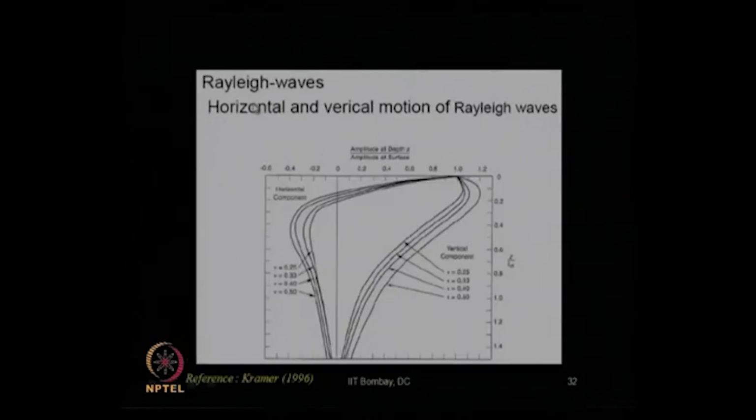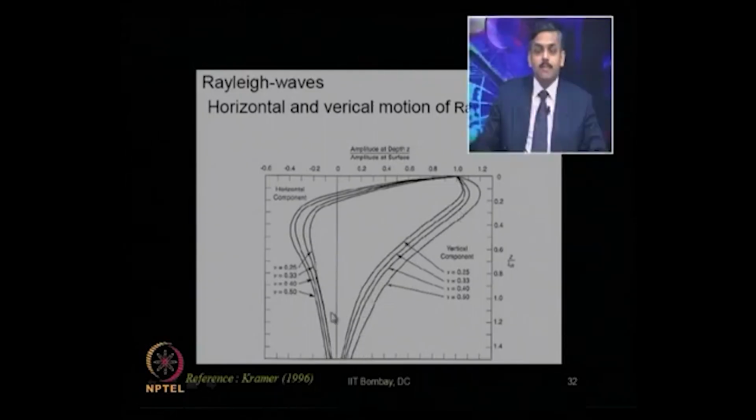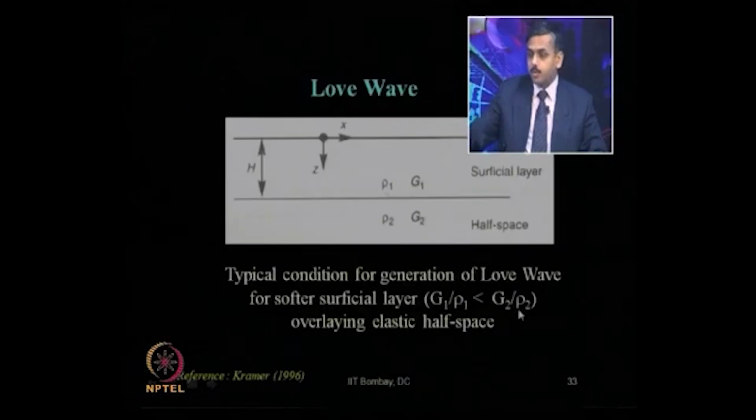This is the variation of the Rayleigh wave amplitude corresponding to horizontal and vertical motion of the Rayleigh wave. You can see this is the vertical component, one at the ground surface, and close to the ground surface it is a little higher than 1, but it drastically reduces as you go deeper and deeper. Similarly, for the horizontal component also.